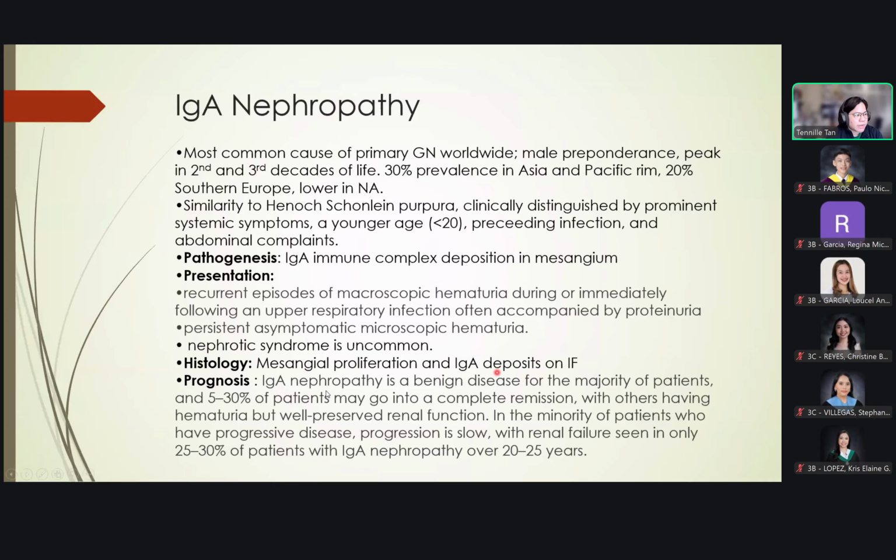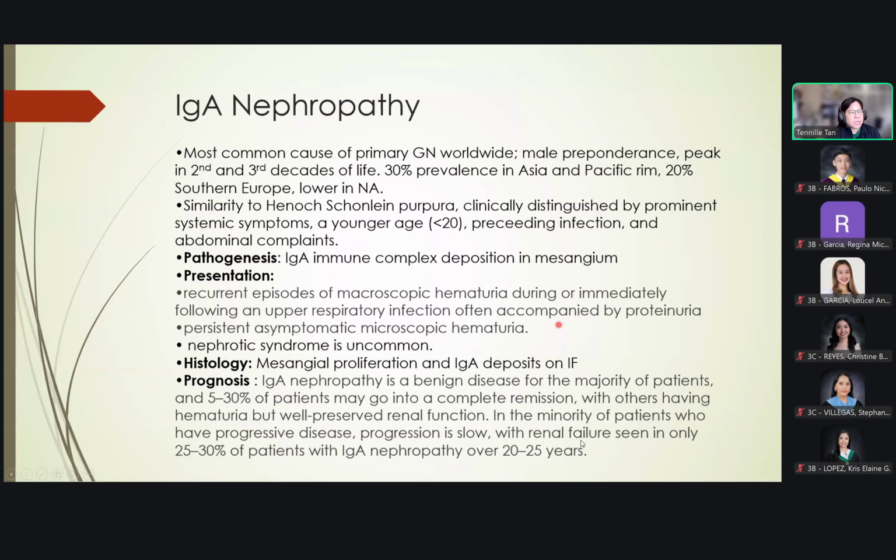So for prognosis, IgA nephropathy is a benign disease for the majority of patients. However, about 5 to 30% of patients may go into complete remission, with others having hematuria but well-preserved renal function. In the minority of patients who have progressive disease, progression is typically slow, with renal failure seen only in about 25 to 30% of patients over 20 to 25 years.